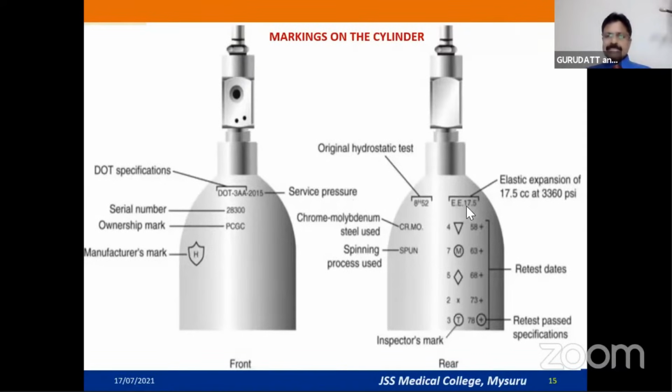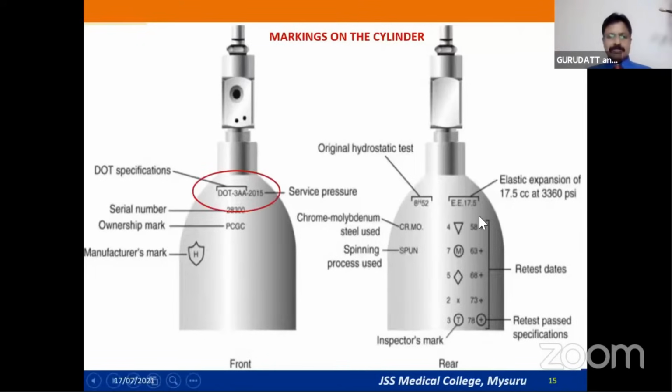On the other side, you can see it is written E 17.5. This E is the elastic expansion of the cylinder. These cylinders are tested once in 5 to 10 years, most of the time by hydraulic testing, and they are tested at 1.6 times their service pressure. Service pressure is roughly 2000 psig, so 1.6 times can be about 3600 psi. When they are pressurized to this high pressure, they should not expand much. There can be a minimal expansion, just about 17.5 cc.